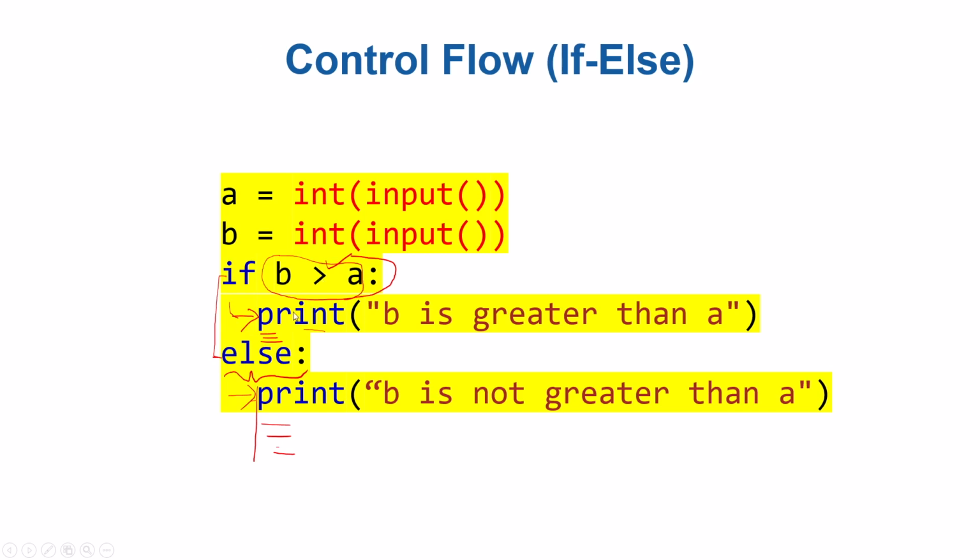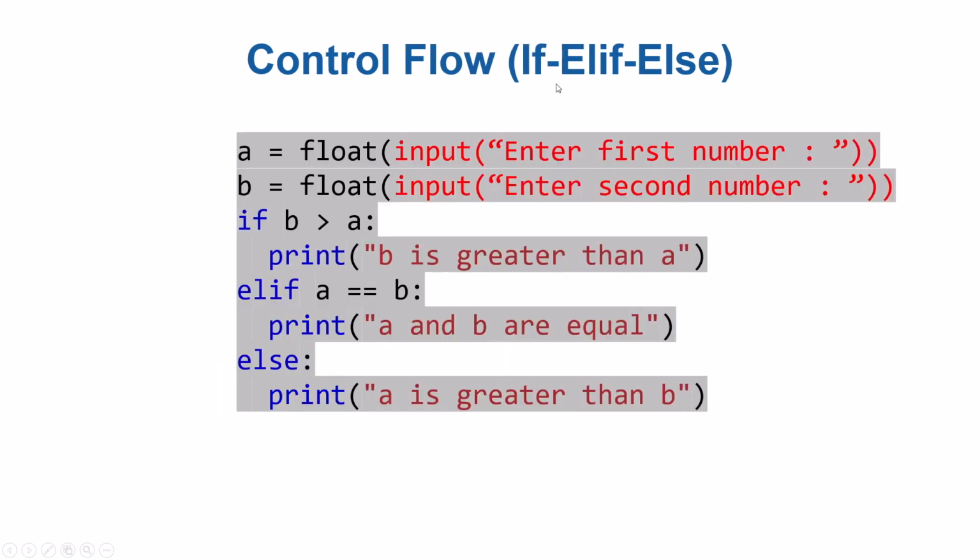We can have one more power with this if. What if we want: if B is greater than A, then you print B. Else if A is equal to B, then you print they are equal. And if both these conditions are false, then you go to the else part. So basically if, else if, else if, else if, else. So you can have a really deep structure.